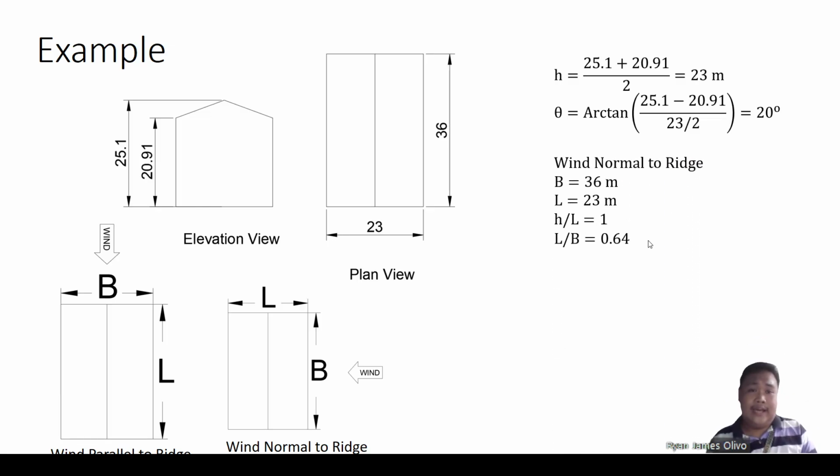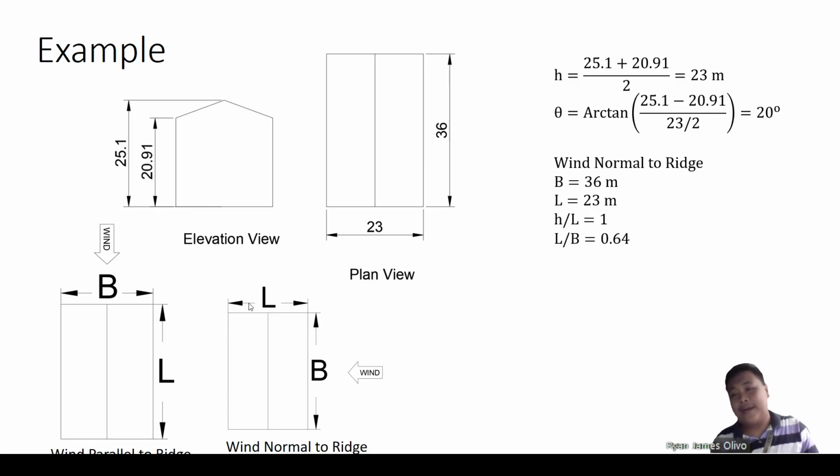So then for wind normal to the ridge, this is what I am saying, class. The B and L are different. So if it is normal to the ridge, the B is always the dimension perpendicular to the direction of the wind. So this is the wind, this is our B, as you can see in the figure here. And L is just parallel to the wind. So L is 23, B is 36. We have h over L equals 1, 23 divided by 23 is 1, etc.